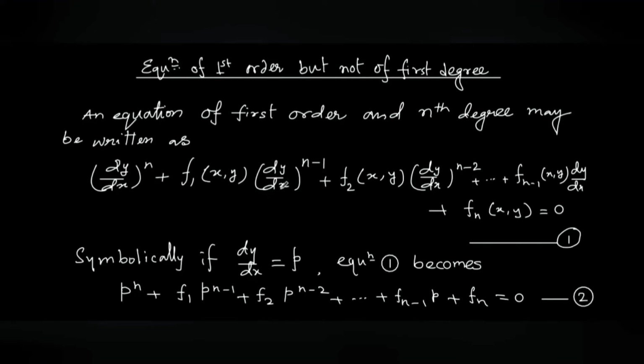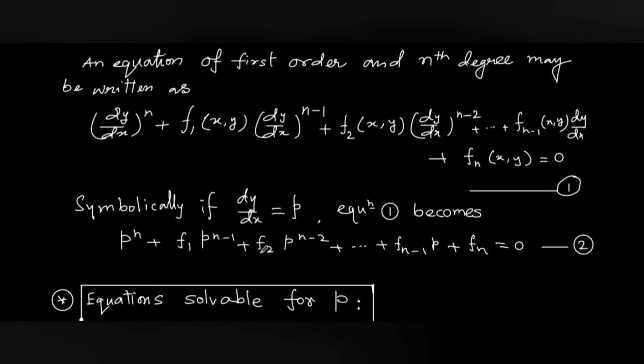(dy/dx)^(n-1) plus f2(x,y)(dy/dx)^(n-2) and so on, f_(n-1)(x,y) dy/dx plus f_n(x,y). That means f1, f2, f_(n-1) and f_n are all functions of x and y. Symbolically, if we put dy/dx equals p, then equation 1 becomes p^n plus f1 p^(n-1) and so on.